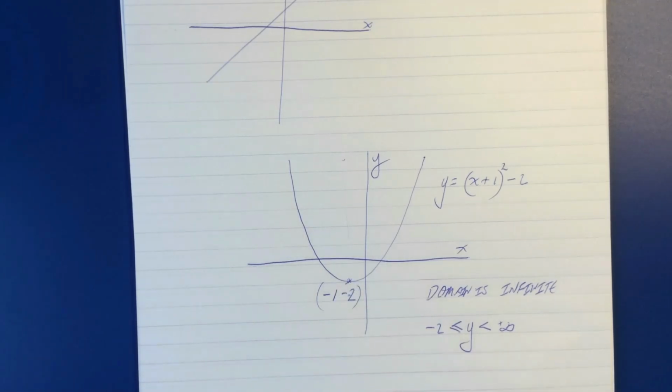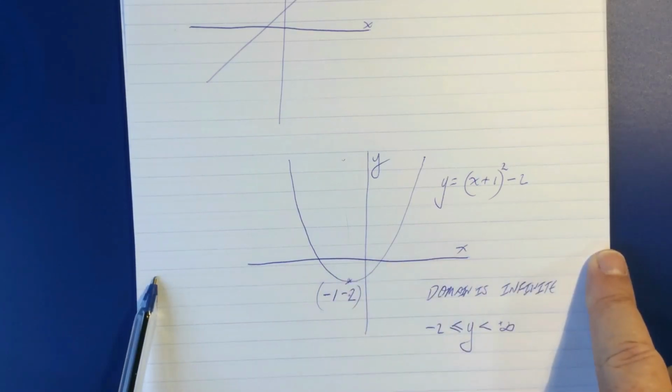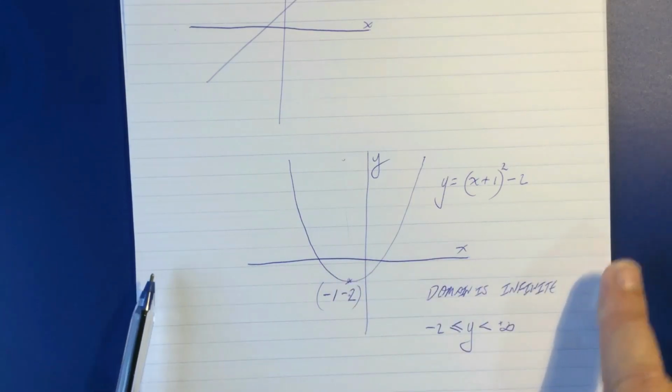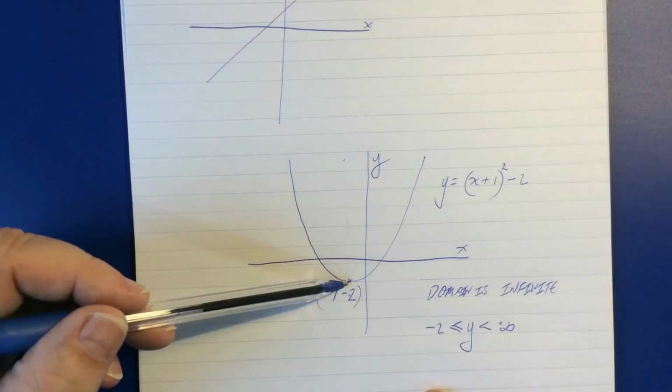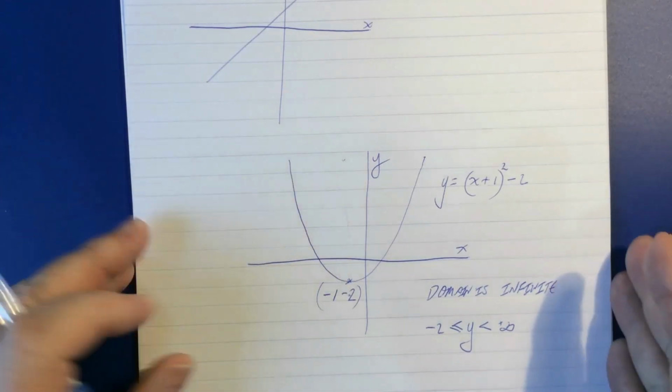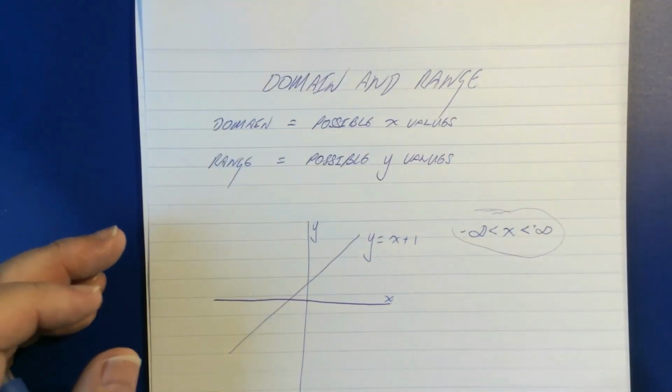So, to recap, domain is infinite. There are no restrictions on it. The range is from -2 to positive infinity. Right, let's have a look at something else.